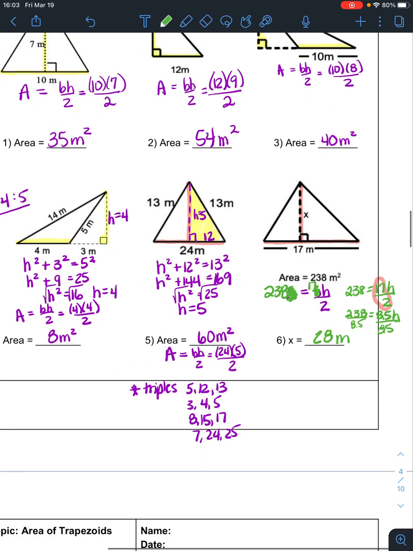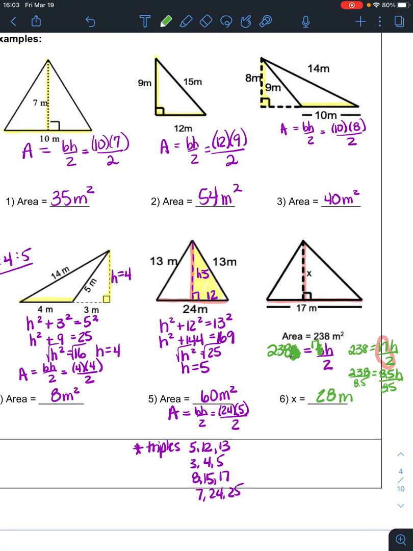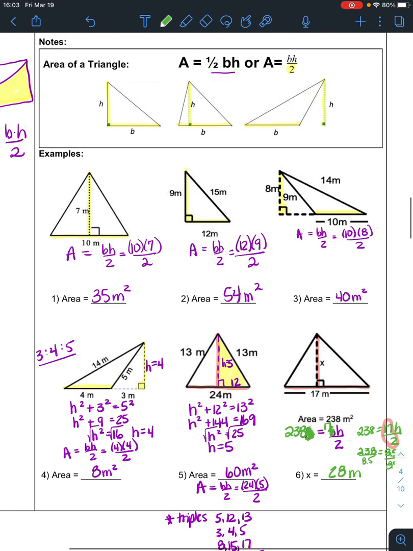So the equation for the area of a parallelogram is base times height. The area for the triangle is base times height over 2. And just like before, you always look for the base and the height to be perpendicular to each other.